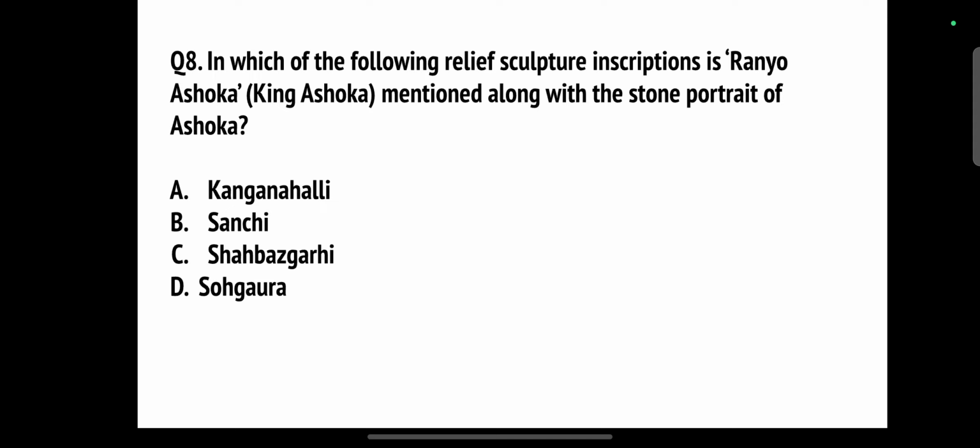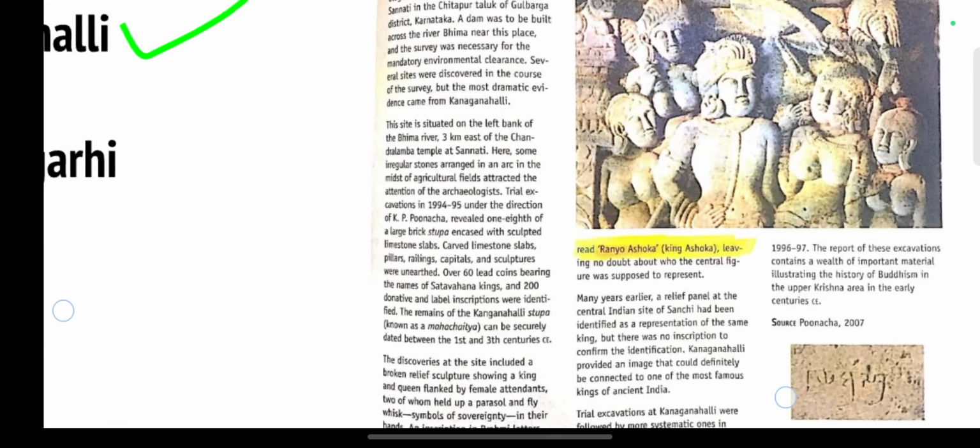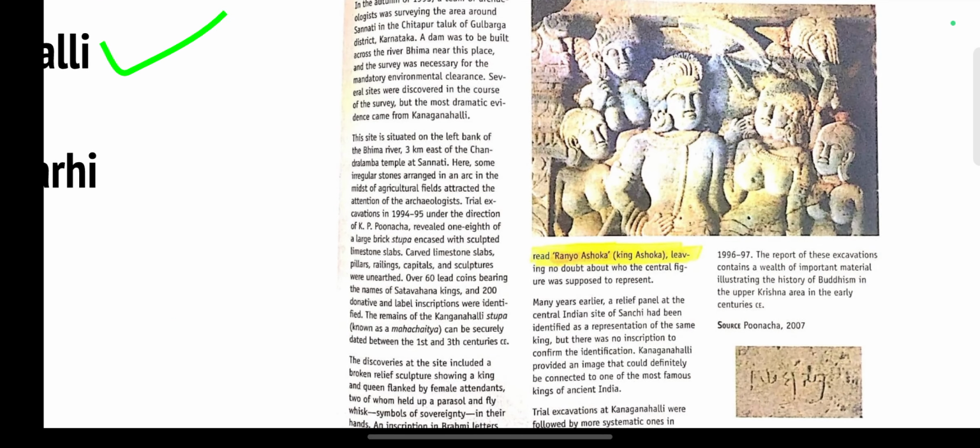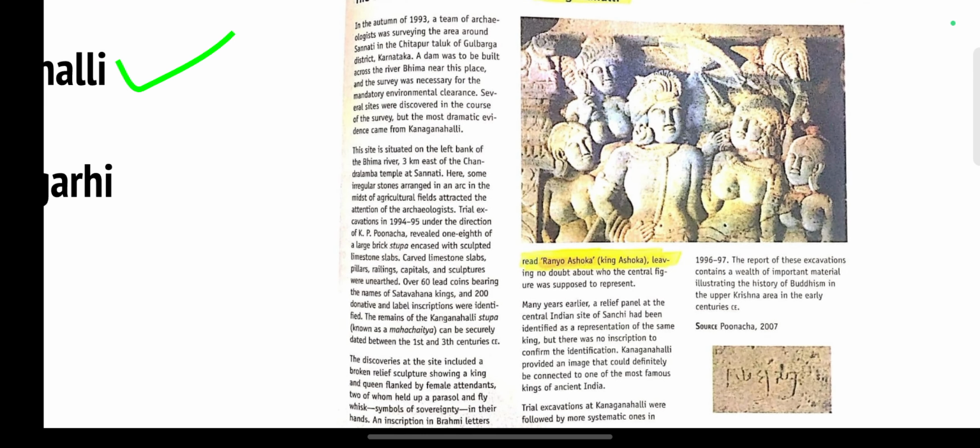Next, in which one of the following relief sculptures inscription is Rani Ashok, King Ashok mentioned along with the stone portrait of Ashoka? This was also asked in 2019 and also earlier in the CDS exam. So here the correct answer is A. Kanganhalli. Kanganhalli is located in Karnataka in the Gulbarga district. There is a stone portrait with an inscription on which Rani Ashok, the King Ashok, is mentioned.